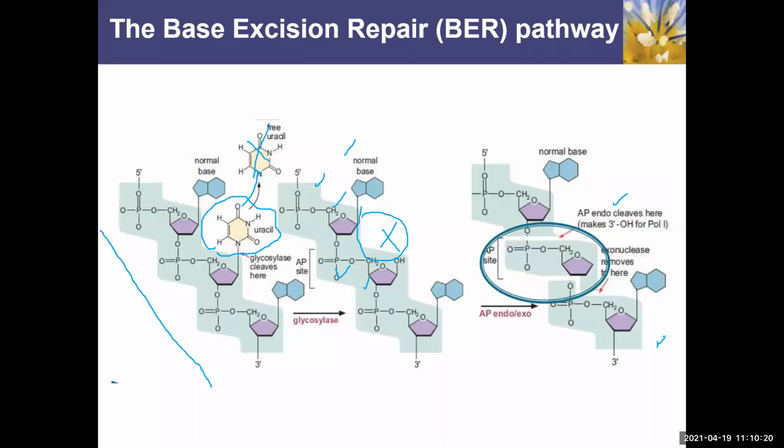Then DNA polymerase inserts the correct nucleotide over here, whatever is required over here. And ligase will seal the gap there. That's how it was repaired, or fixed, right?